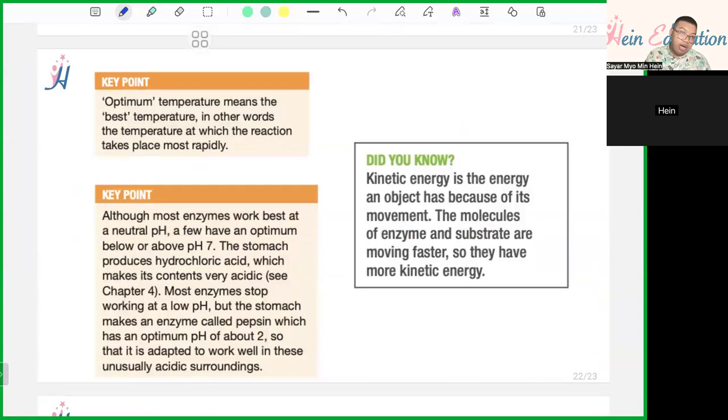Just a wrapping review summary. You need to be familiar with the lock and key model, and you have to know about catabolism and anabolism, which we combine as metabolic reactions. And also the factors that affect the rate of enzyme reaction, which include temperature, pH, the presence of inhibitors, and substrate or enzyme concentration.